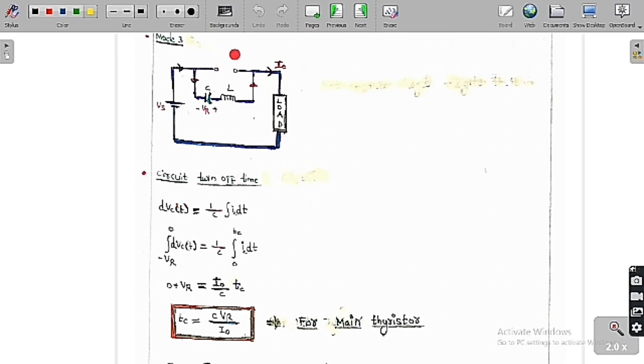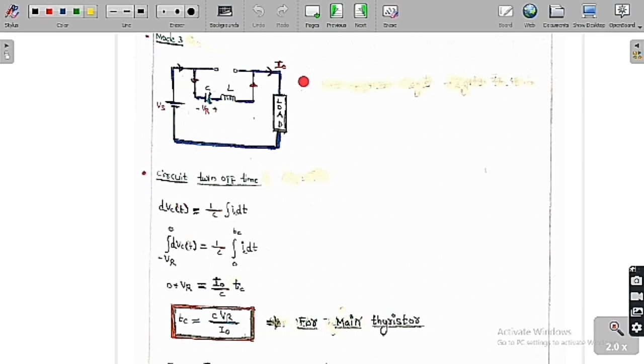As TM is off, what is going to happen basically? Whatever the capacitor current is equal to the current in the load. So simply we can say that IC will always be equal to I naught. So in mode 3, IC of t will always be equal to I naught. Therefore IM will always be equal to 0 in mode 3 also.